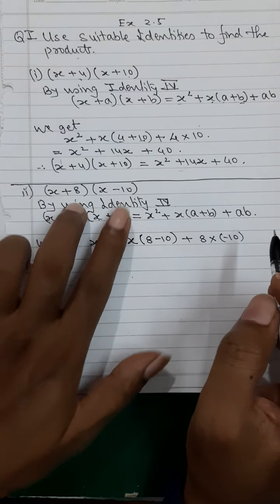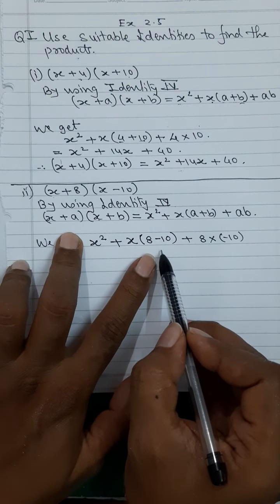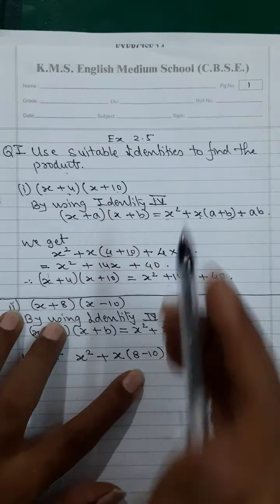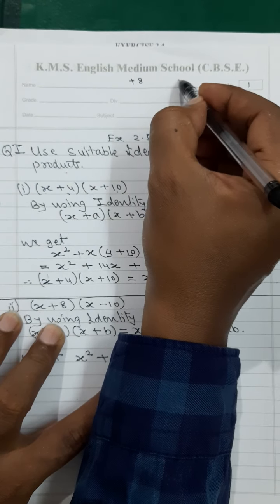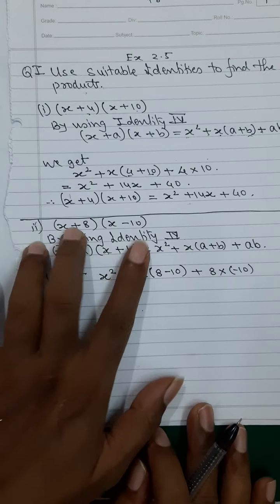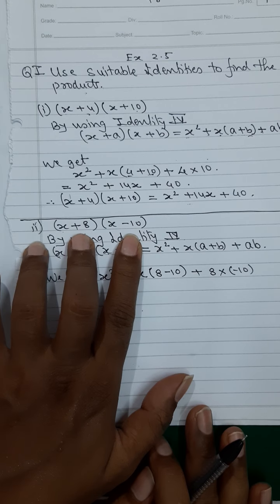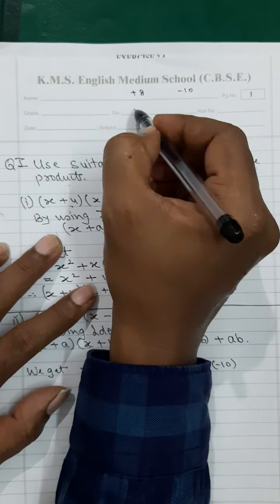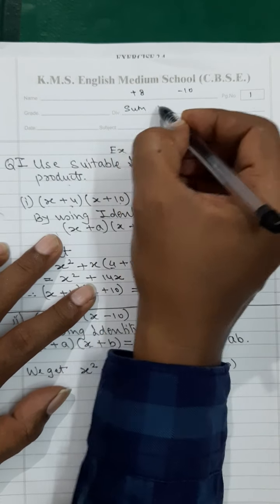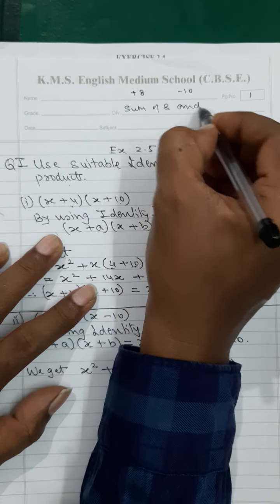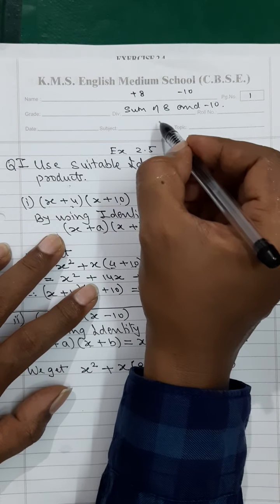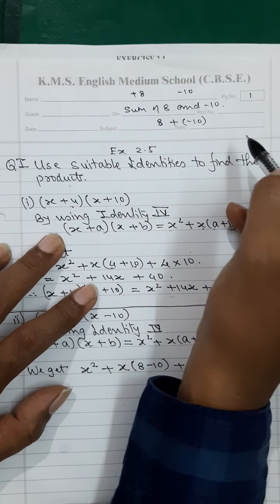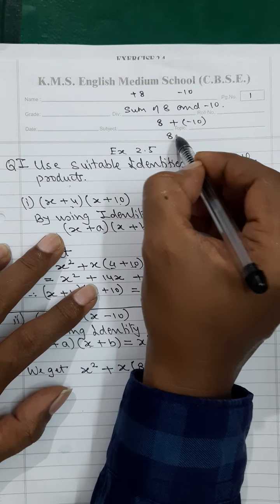See, I am telling sum of the terms and then I am doing subtraction. Basically, this is the meaning. See, the second terms are what? Plus 8 and second term is minus 10. So these are the second terms, plus 8 and minus 10. If I say sum of these two numbers, sum means what? Addition of these two numbers. Sum of 8 and minus 10 if I say. So sum means addition. Addition of 8 and addition of minus 10. When I open this bracket, what do I get? 8 minus 10.